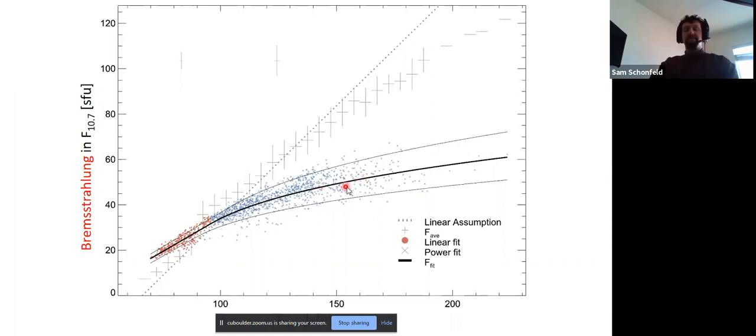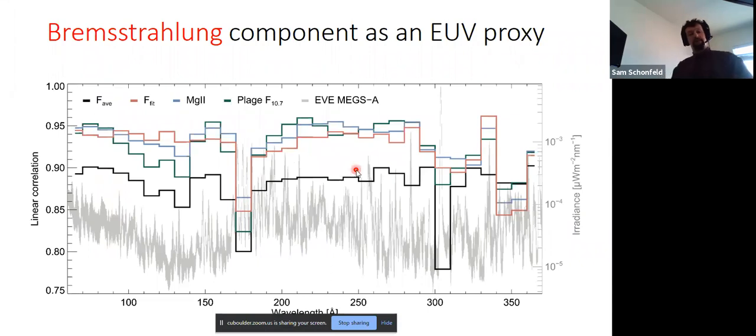And then using this fit, we can compare this fit. So if we have a measurement of F10.7 of 150 on a given day, well, this fit says there should be something like 45 SFUs of bremsstrahlung emission, so we can use that fit and compare how that relates to the EUV. And so that's what we're showing here.